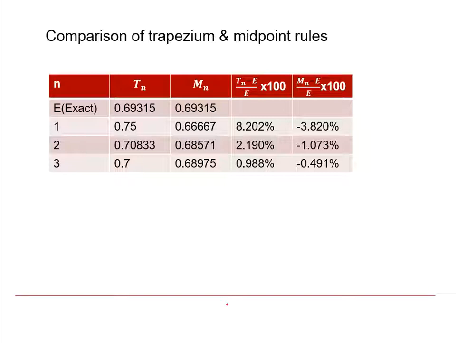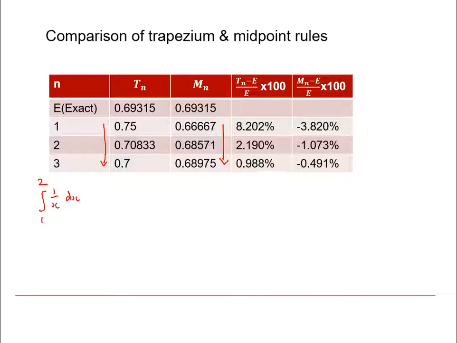Now in this table we have the values that we found in the previous example, where we were approximating the integral of 1 over x between 1 and 2, and we found there that the trapezium rule estimates converged on the exact value 0.69315 from above, whilst the midpoint rule estimates converged from below.